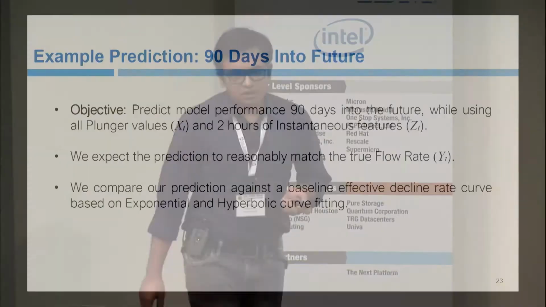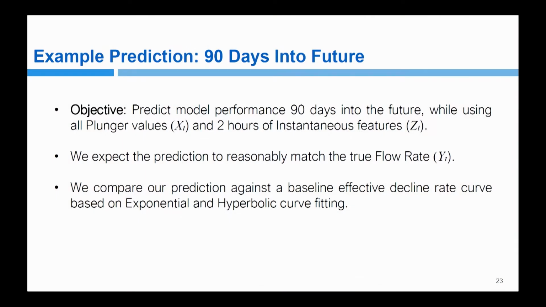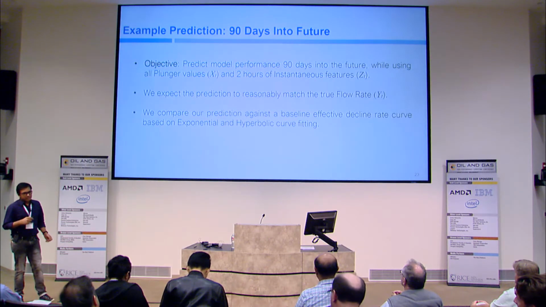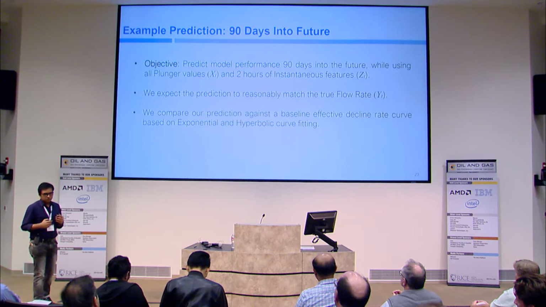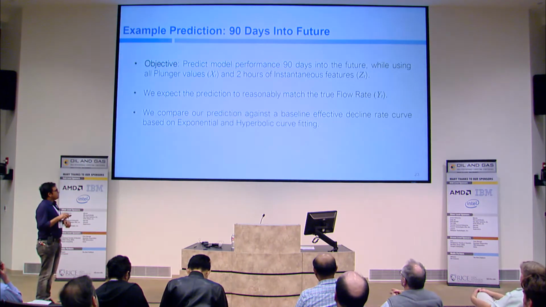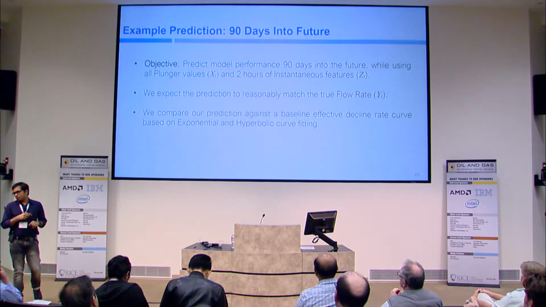Going into the results section. The first experiment that we do here is we use the trained model to predict 90 days into the future from one starting point, and we'd like to see how our neural model does. Ideally, we would like to see that the entire prediction matches with the actual target. And for our baseline comparison, we use the exponential and hyperbolic curve fitting.